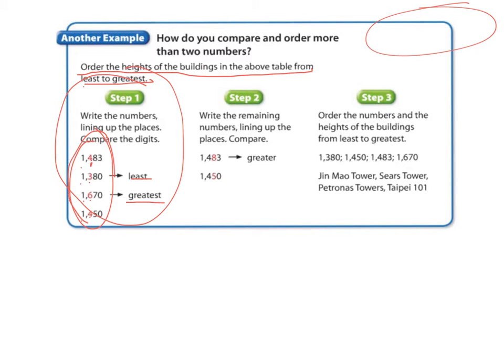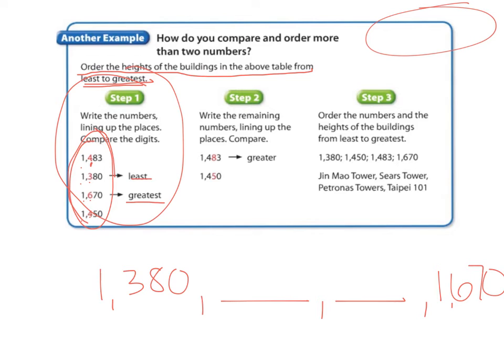All right, they want us to put it from least to greatest. All right, so we're going to put the least first. Space, space, and I can put the greatest number. After that, we have two numbers left. We already went to the hundreds place, and that solved our first two numbers. But now we need to go to the tens place.